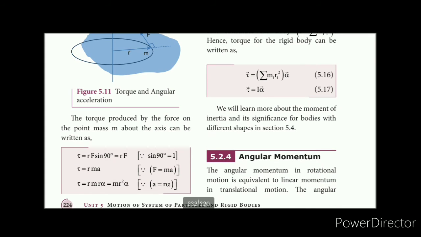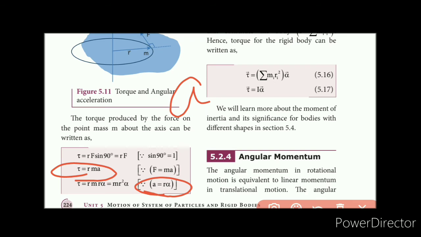So tau equals r F sin theta, when the force is acting perpendicular to the radius. Theta equals 90 degrees, so sin 90 equals 1. So tau equals r F. We know from Newton's second law that F equals ma. And tau equals F r, so we need the relation between linear acceleration and angular acceleration.